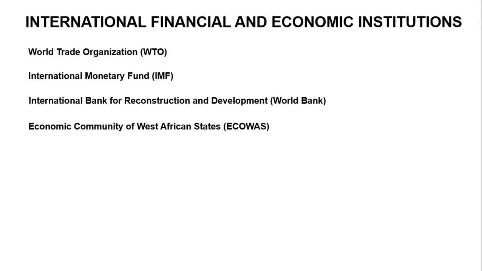Alright, so we want to look at international financial and economic institutions. We have a number of them. We have the World Trade Organization, we have the International Monetary Fund, we have the International Bank for Reconstruction and Development, aka the World Bank, and we have the Economic Community of West African States. There are some more, but we want to look at just these four. So we'll look at just their roles and functions, and that should be it.